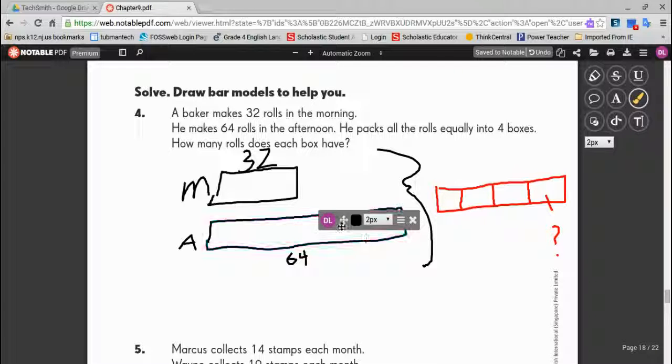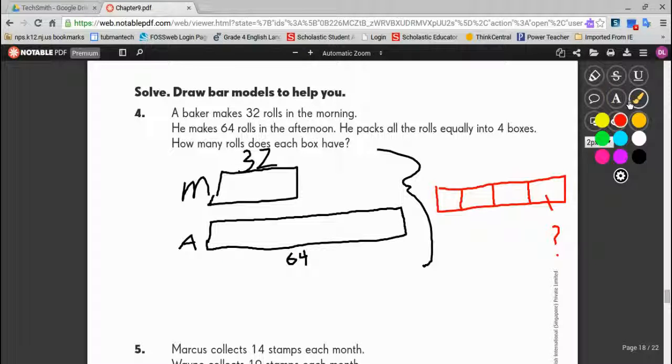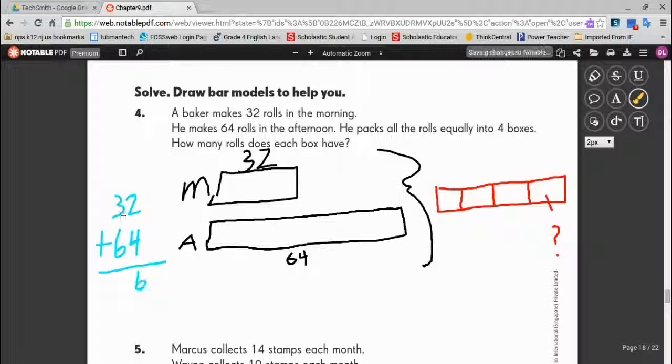Alright, so the first thing I have to do is figure out how much he makes in all. And if I figure out how much he makes in all, I'm adding. So I need to add 32 in the morning plus the 64 in the afternoon to figure out how much he makes in all. And let's do that first. Let's use blue. So 32, and I have to add that to 64. Alright, 2 plus 4 is 6, and 3 plus 6 is 9. So here, I know that he makes 96 rolls in all.